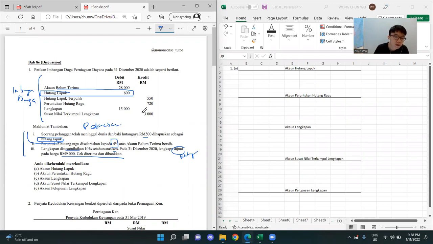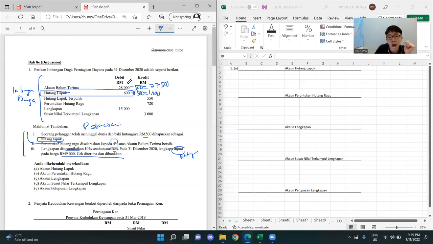Pelarasan. Alright? So like for this one, seorang pelanggan telah meninggal dunia dan baki hutangnya 500 dihapus. So this is an additional hutang lapuk. This 600 is already recorded in your book. But this 500 memang belum ada. Therefore, my hutang lapuk, sorry, 500, so it increased to 1,100. Can you see it or not? So I have to add it. Mana kalau for your ABT, because there is a hutang lapuk, therefore, I have to minus out the 500. So it becomes 27,500. Because hutang lapuk is always taken out from your ABT.